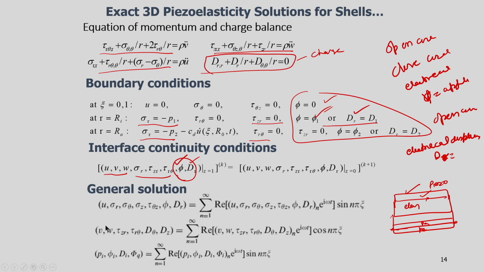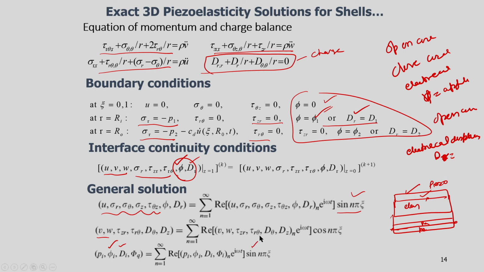So the general solution can be written for a simply supported case, and we have developed it for free vibration also, so we will do that. In that case, u can be expressed in terms of sin n pi xi, where xi is the non-dimensionalized coordinate along the theta direction. V can be expressed similarly, and phi and D can be expressed in terms of psi.